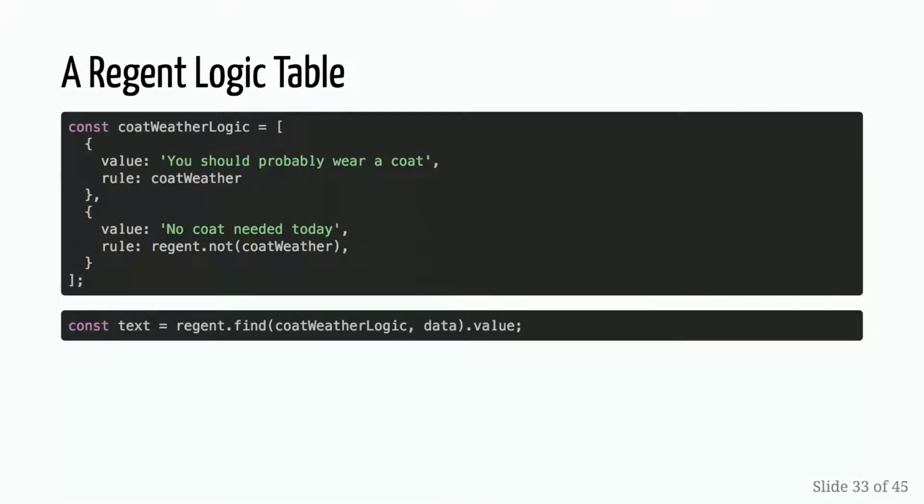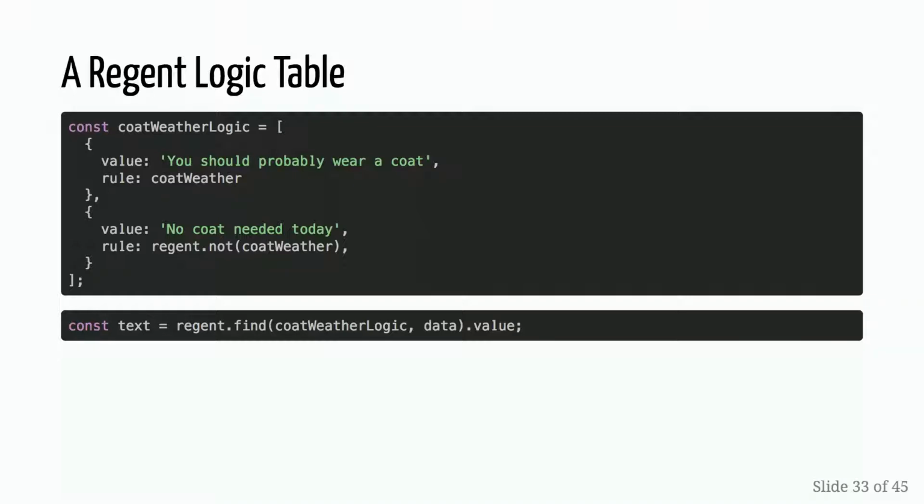So this Regent logic table has a value property on each thing, so you should probably wear a coat or no coat needed today, and a rule. So we have coatWeather, and for the other rule we're using regent.not coatWeather. In a real application you probably have more rules than this, but regent.not works here, so this is mutually exclusive, one will return or the other will.